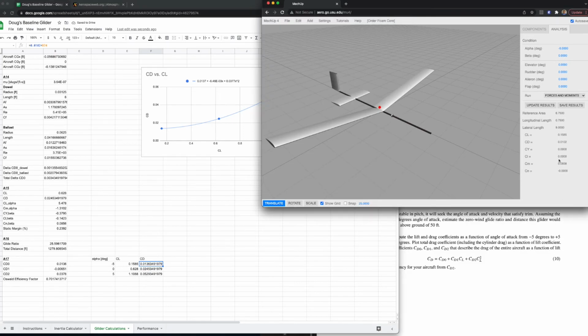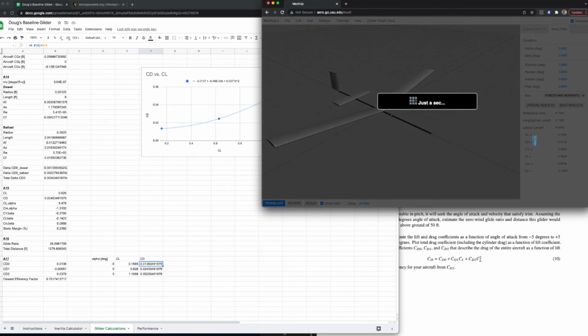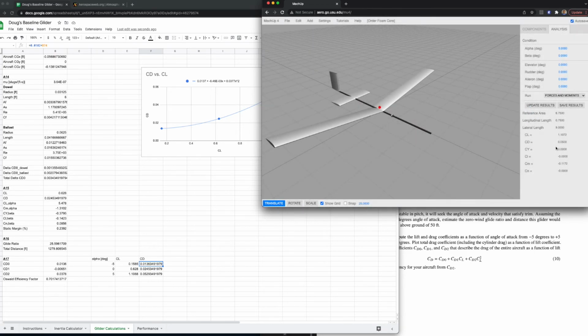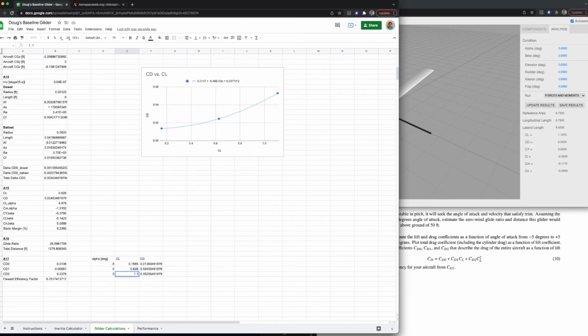And now let's run it at 5 degrees angle of attack and update those results. And at 5 degrees, oh wow, we get a lift coefficient. Well, let's put in the lift first here. So we get 1.1072 and a drag coefficient of 0.05 exactly, plus again the cylinder drag, B74. Okay, so there we go.